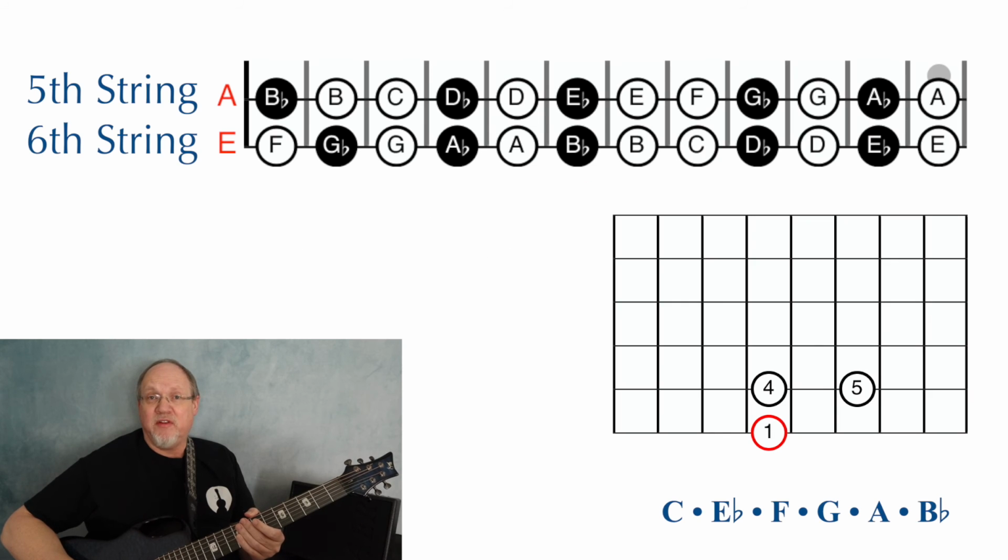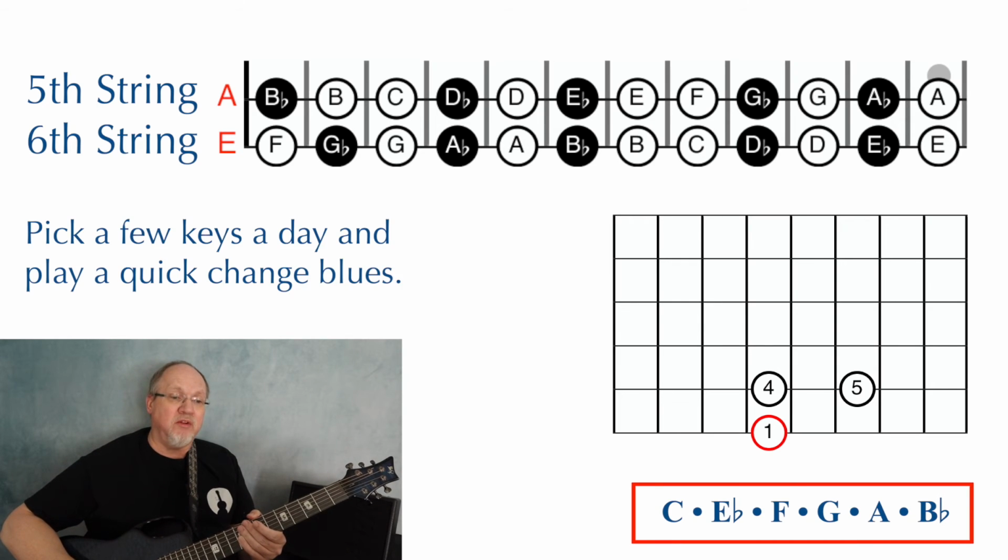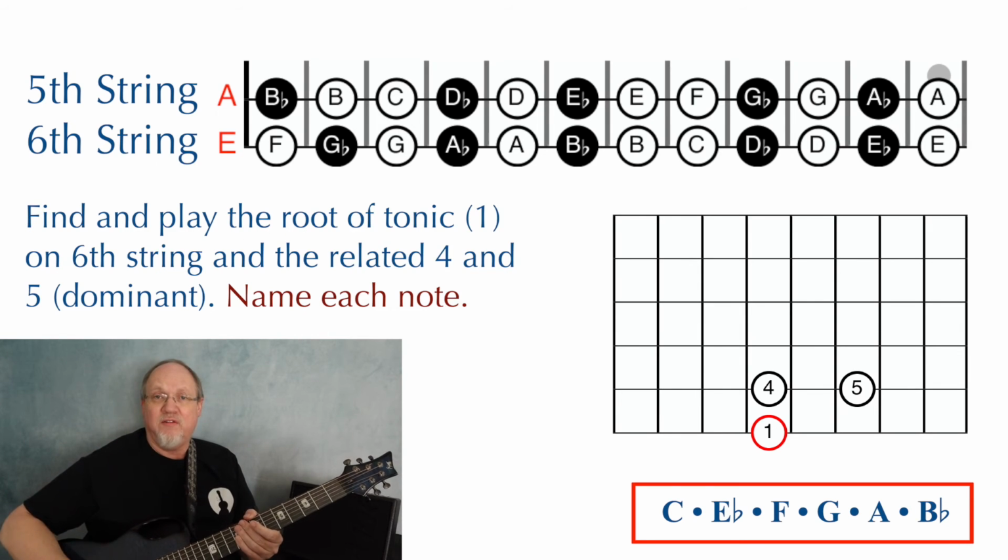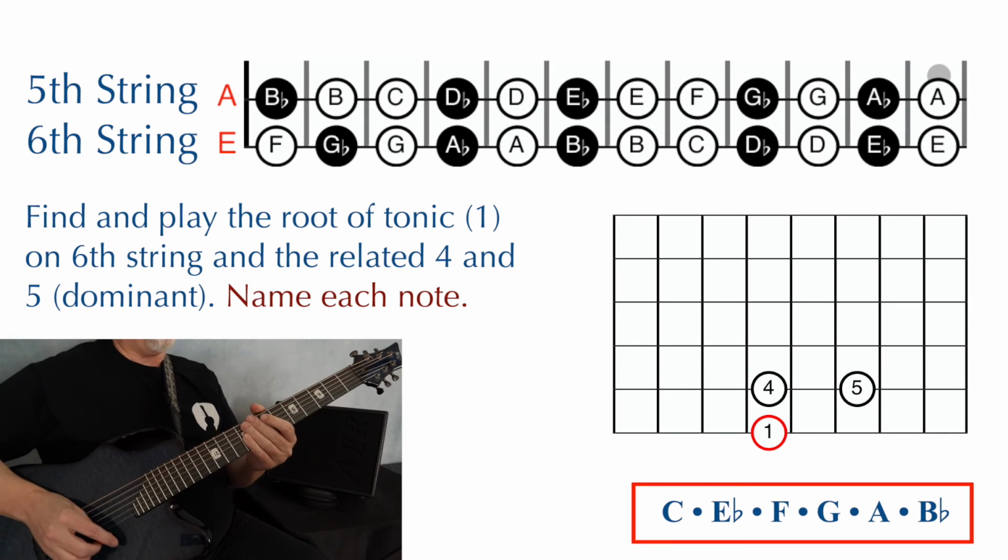Your final assignment for this module is at the bottom of page 98. It's this blues exercise number 4. What I'd like you to do is pick a few of these blues keys a day, maybe 2 or 3 keys, and play quick change blues progressions with root notes located at the 6th string and also on the 5th string. So let's say we're in the key of A.